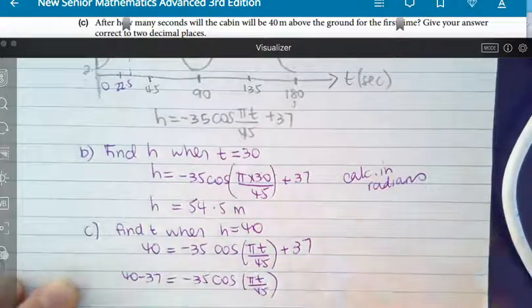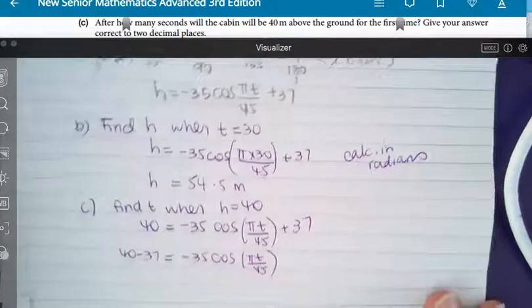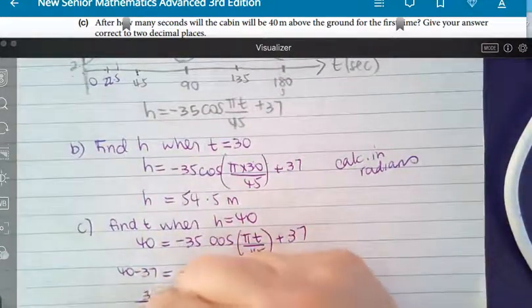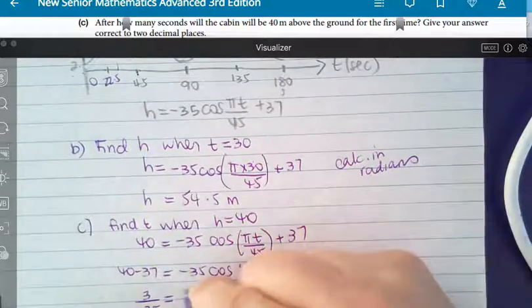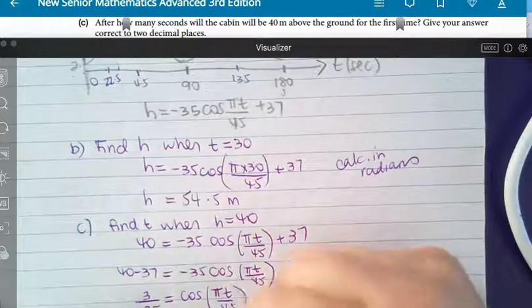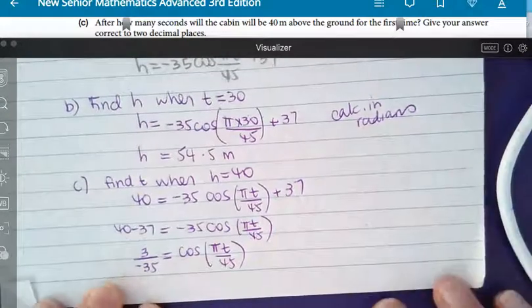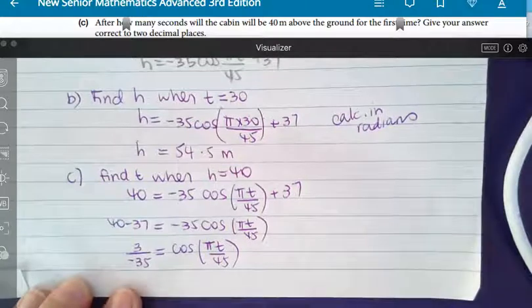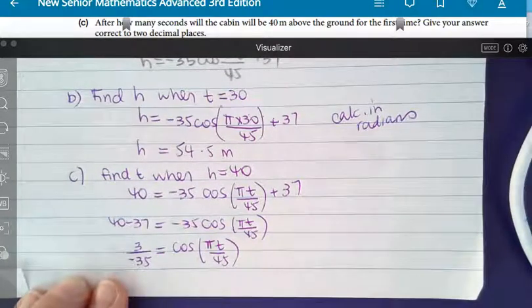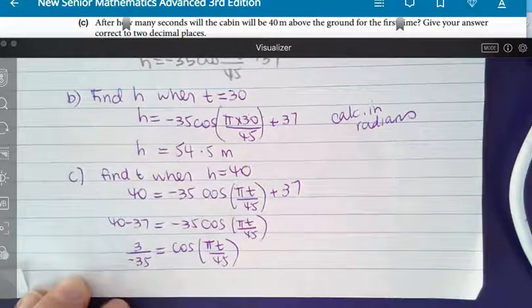What are you going to move next? You're going to divide by negative 35. So 3 over negative 35 equals cos of pi t on 45, because 40 minus 37 is 3. So basically what we're solving is cos of pi t on 45 is negative 3 on 35. Now we're going to do the 3 steps like we always do. The 3 steps.